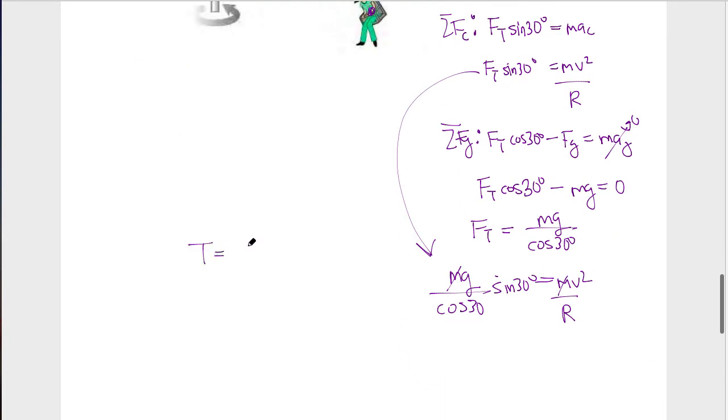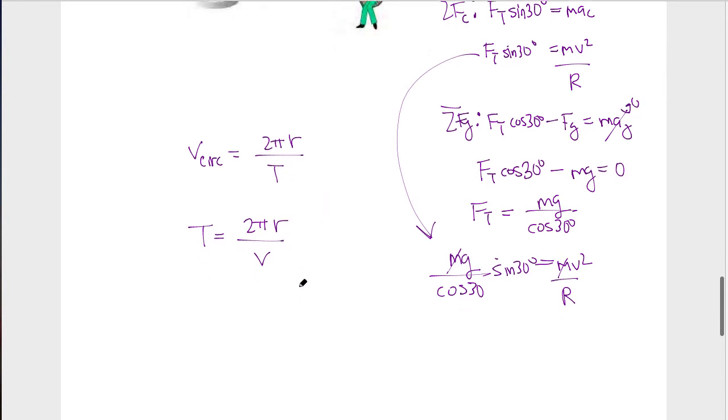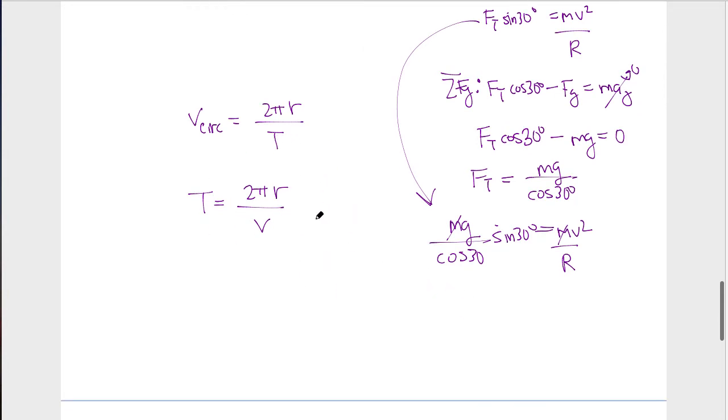the period is equal to 2 pi r over my velocity. Now that came from my circular velocity being the circumference over the period. This is where this equation came from. So I need to find this v, my circular speed. So that becomes, my circular speed will be the square root of g r tangent of 30 degrees.